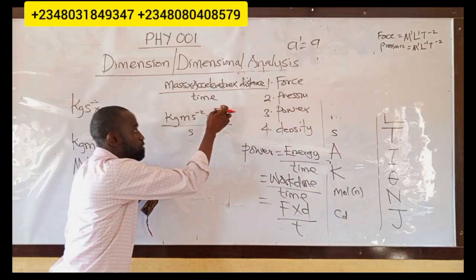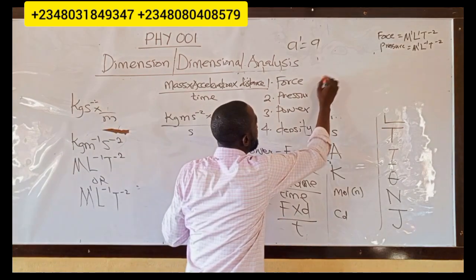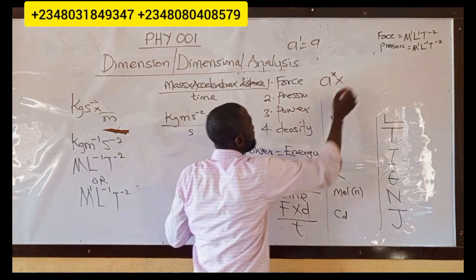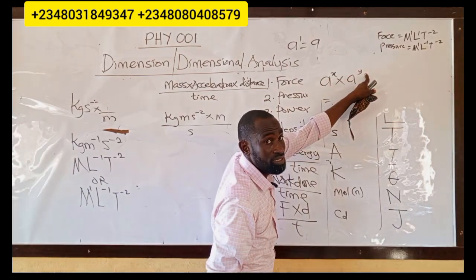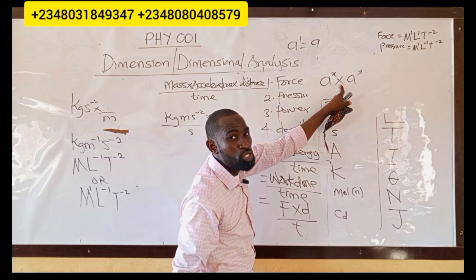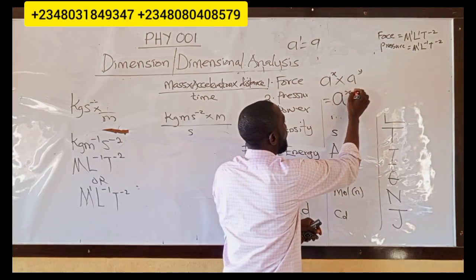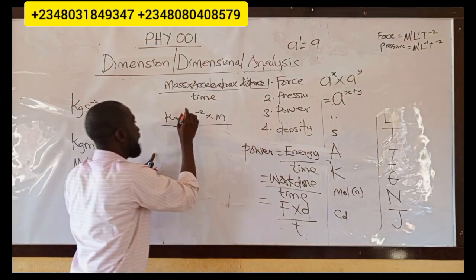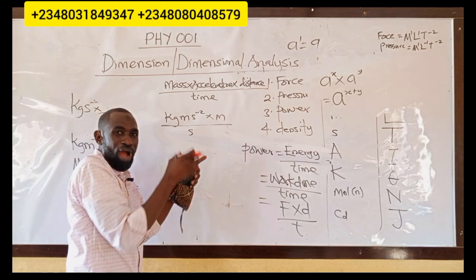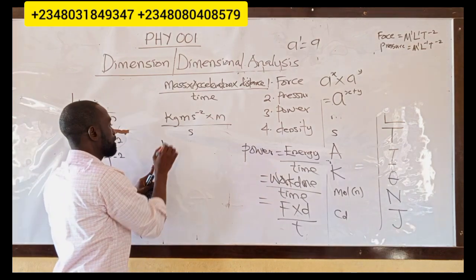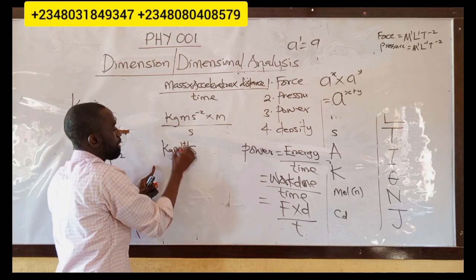From the law of indices, when I have the same base, a to the power x times a to the power y, with multiplication between them, I take one of the bases and add their powers. So here I have m to the power 1 and m to the power 1. I take one m and add 1 and 1. So I have kg m to the power 1 plus 1, s to the power minus 2.